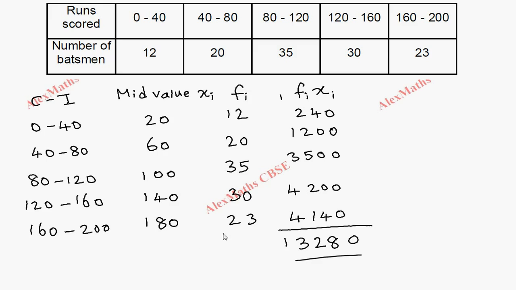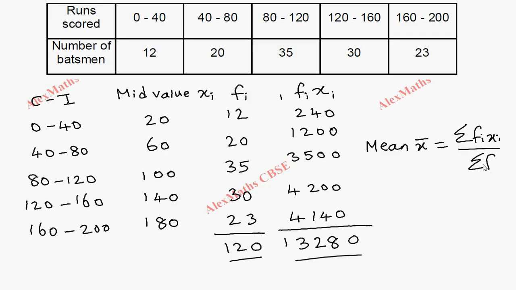In the same way, let's add all the frequencies. So 2 plus 5, 7, 7 plus 3, 10, 1 is carried over here, 2, 3, 4, then 7, 10, plus 2, 12. We get 120. Now the formula for mean is represented by x bar, which is sigma fi xi divided by sigma f, that is 13280 divided by 120. We can cancel these two 0s.